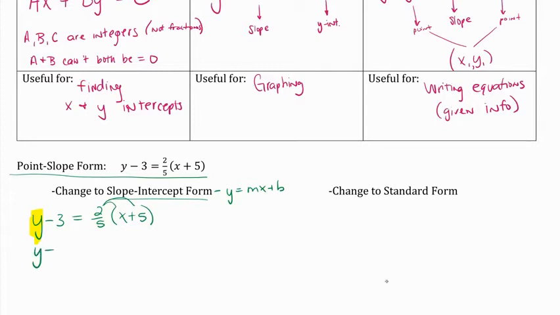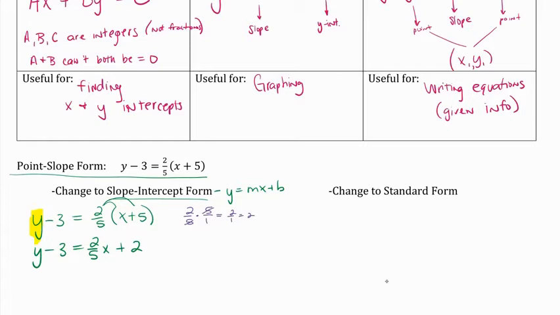So that would make it y minus 3. 2/5 times x, well, that's just 2/5 x. And then 2/5 times 5, you want to kind of write that over here to the side. That could be 5 over 1, right? And if I multiply those, my 5s cross cancel, and I just end up with 2 over 1, which is just 2, right? So that'd be 2/5 x plus 2, because 2/5 times 5 is 2.